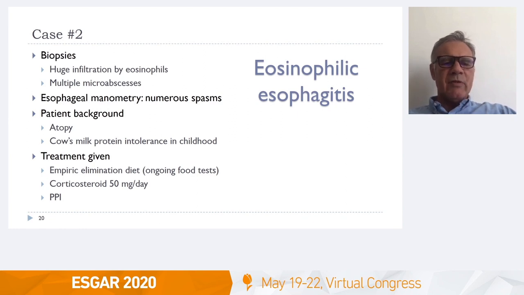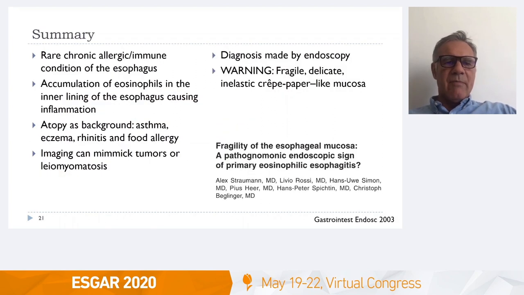And so the treatment given to this patient was an empiric elimination diet, and we are still doing food tests to identify the potential allergens. The patient was given 15 milligrams per day of corticosteroids and proton pump inhibitors, and now the patient has dramatically improved. And just to remind you that it used to be a rare chronic allergic immune condition of the esophagus, but now it's better known, and it's identified in more and more patients.